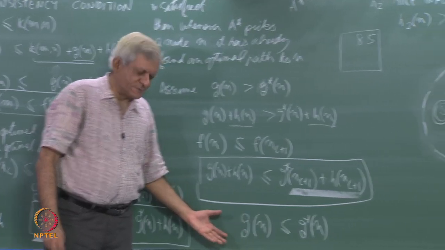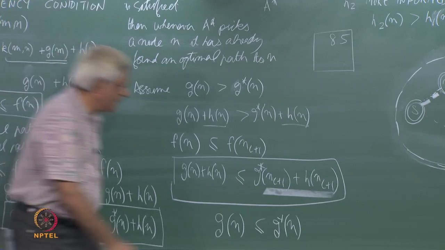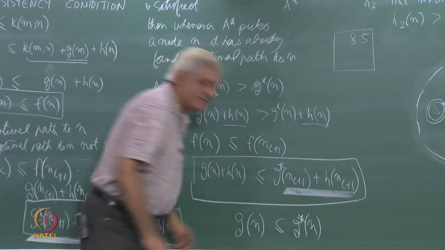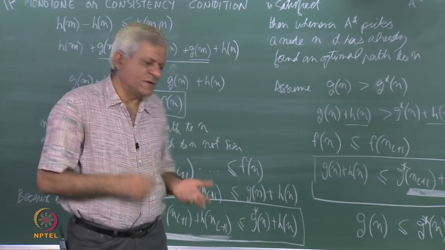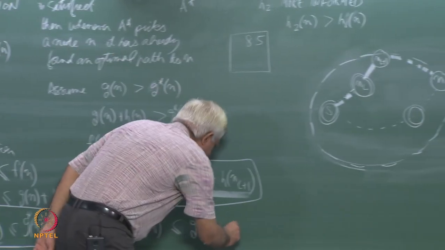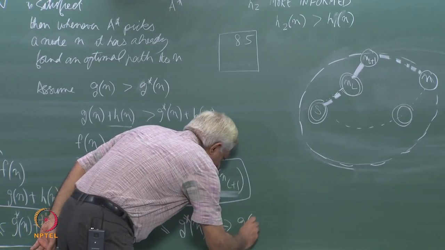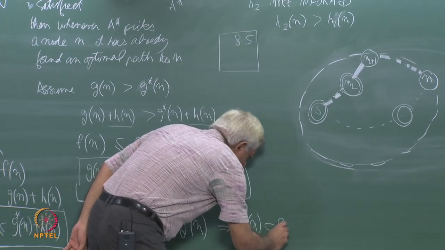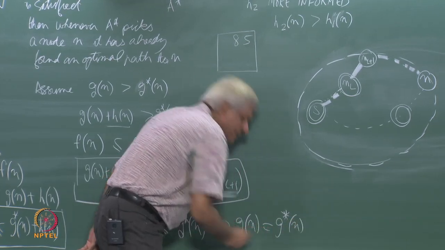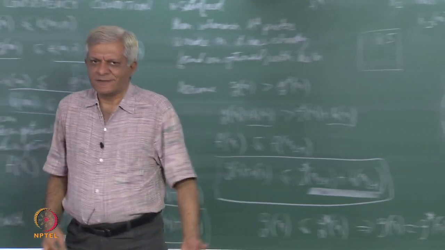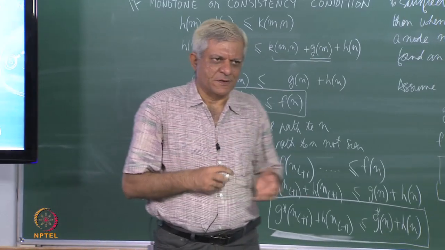But what is this saying? It is saying that g of n is less than or equal to the optimal cost, but that can only be the case if g of n is equal to g star of n. By definition, it cannot be less than the optimal cost, it must be the optimal cost.